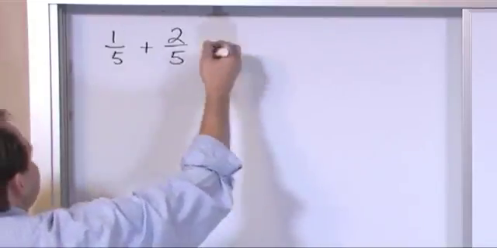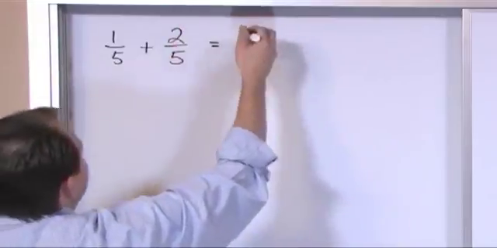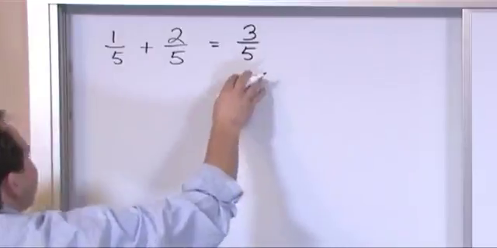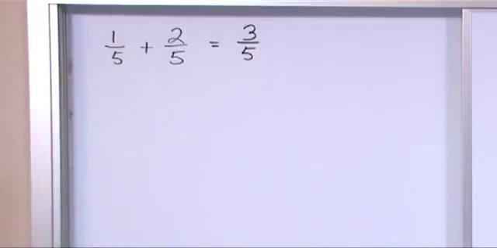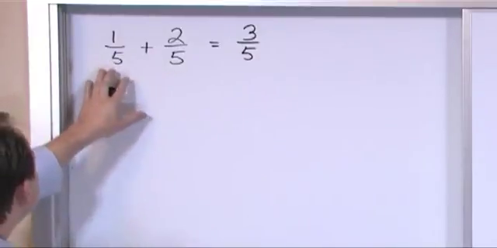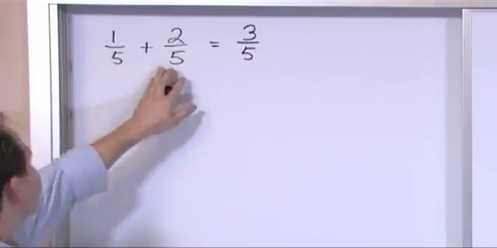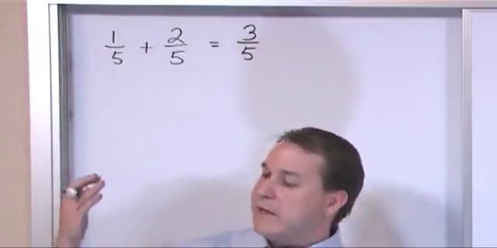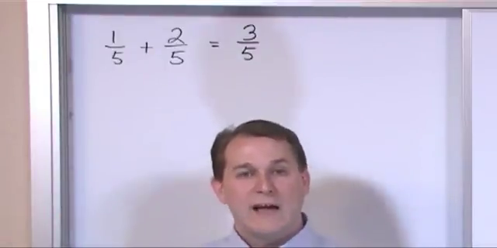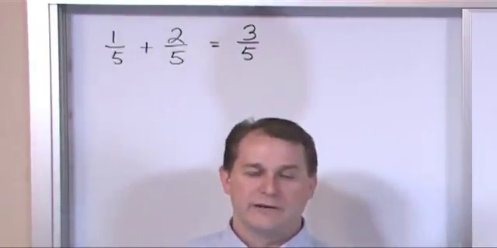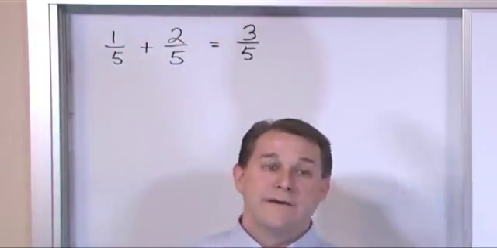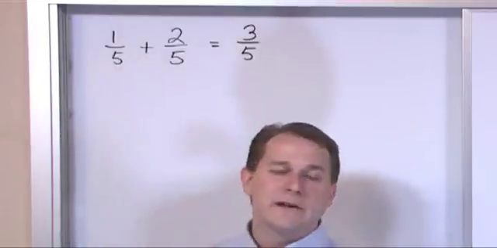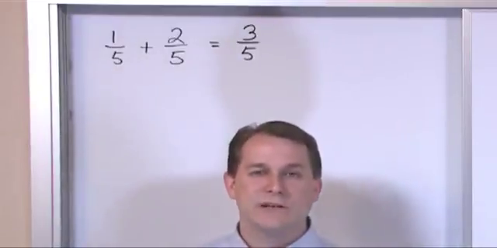Well, if this guy has 1 out of 5 pieces, and this guy has 2 out of 5 pieces, then the answer is 3 out of 5 pieces. That's what we do when we add these two fractions together. And it makes sense when you say it out loud because the denominator is the same in both cases. If this guy has 1/4 of a peanut butter and jelly sandwich, and this guy has 2/4 of a peanut butter and jelly sandwich, and you add them together, then you have 3/4 of a peanut butter and jelly sandwich. It only makes sense, though, if that denominator is the same. If they're not the same, you can't really do it right away.